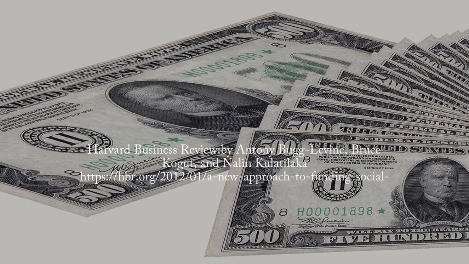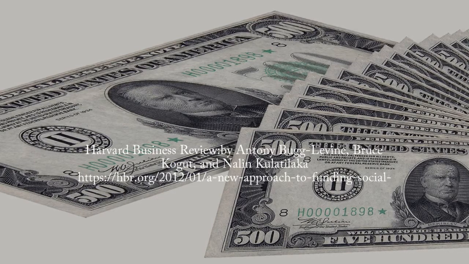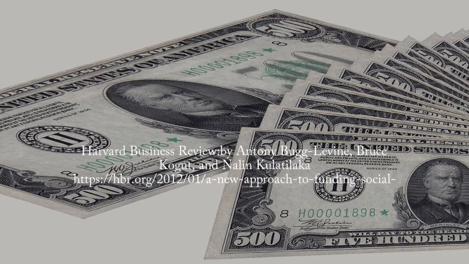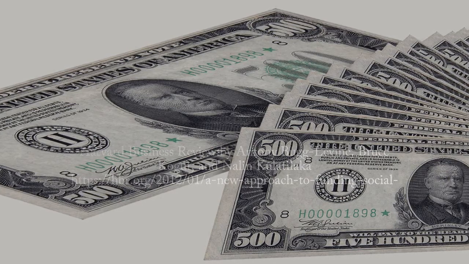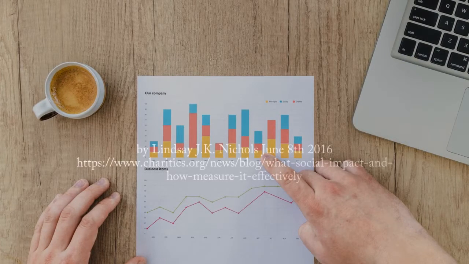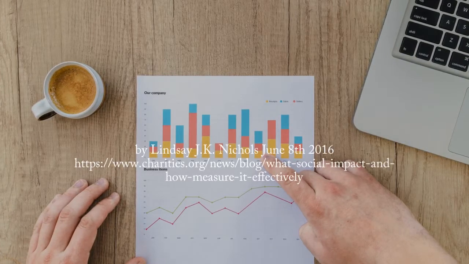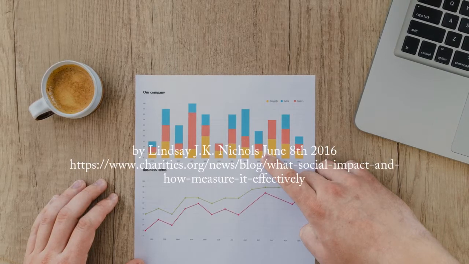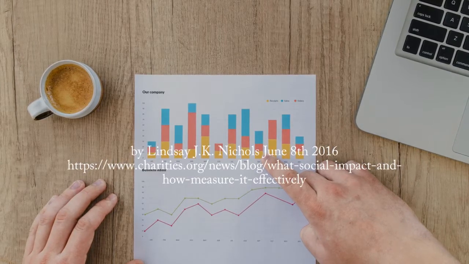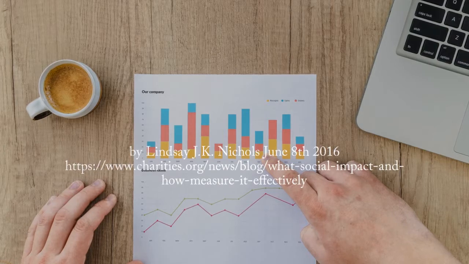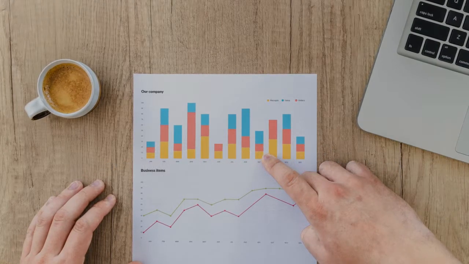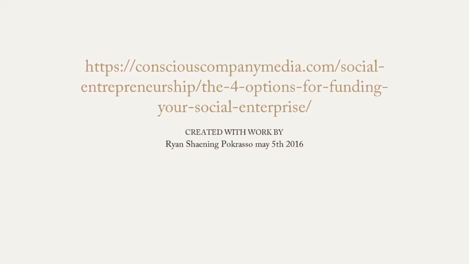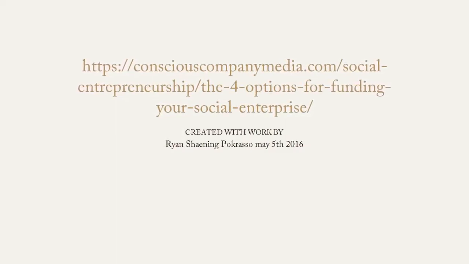My first resource was harvardbusinessreview.org, A New Approach to Funding Social Enterprises, where I learned a new approach to funding social enterprises. My second resource was from www.charities.org, What Is Social Impact and How to Measure It Effectively, where I learned what social impacts are and how to measure them effectively. My third resource was from ConsciousCompanyMedia.com by Ryan Channing Progresso.